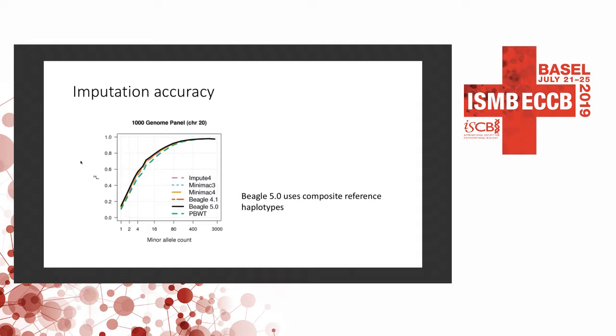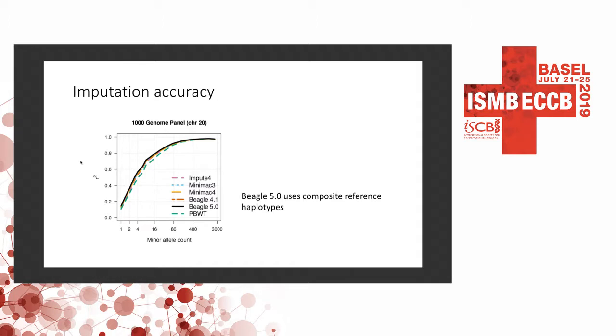This is a standard type of plot for measuring accuracy. If you haven't seen this before, on the y-axis is r², which is the squared correlation between the imputed allele probability, a real number between 0 and 1, and the true allele on the haplotype. This is a true allele that we know because we have sequence data and we've masked the true allele. And so we can just unmask it and see whether we got it right.